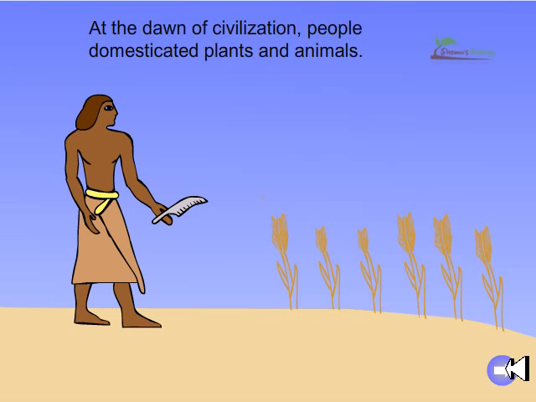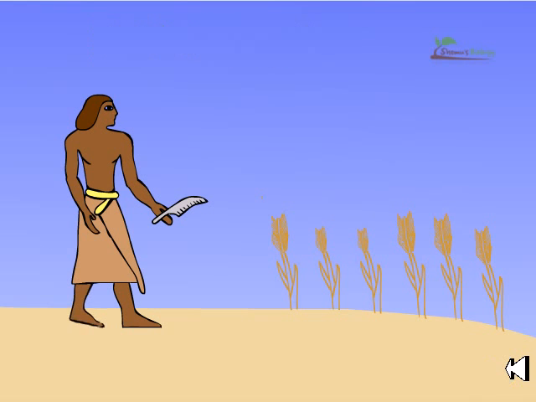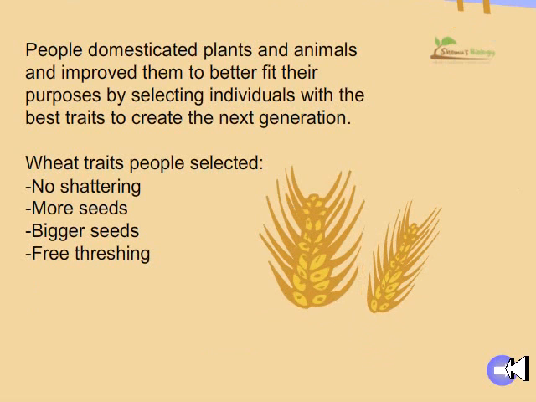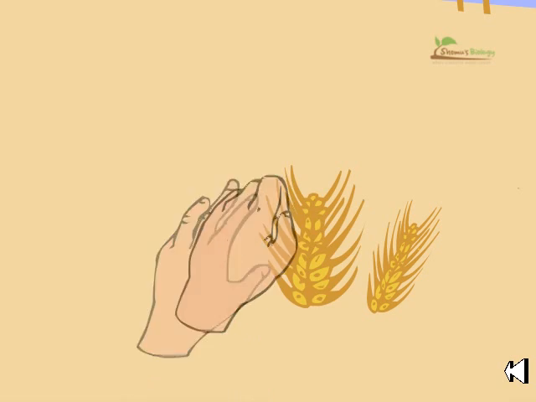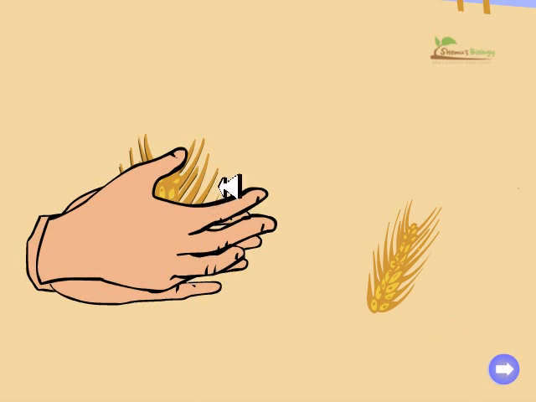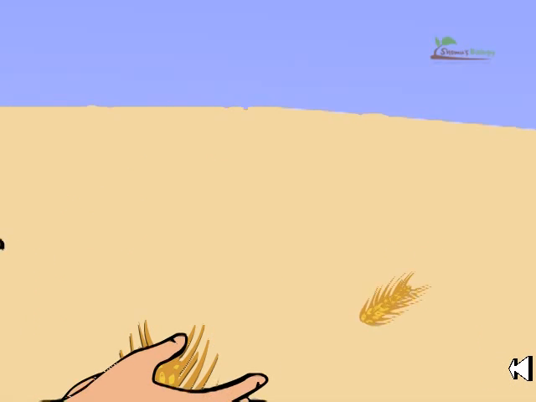At the dawn of civilization, people domesticated plants and animals and improved them to better fit their purpose by selecting individuals with the best traits to create the next generation. Traits people selected were no shattering, more seeds, bigger seeds, and free threshing. So for example, here people would like to take this one over this one.